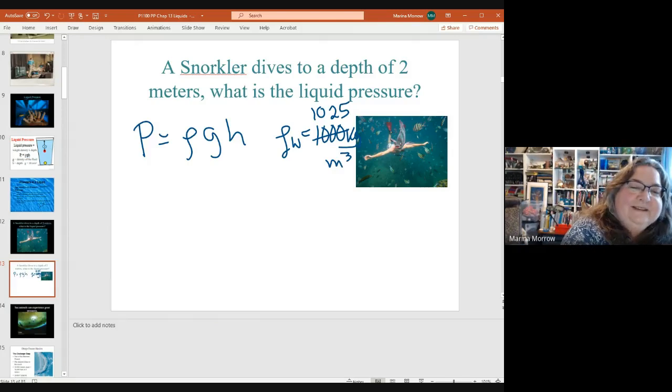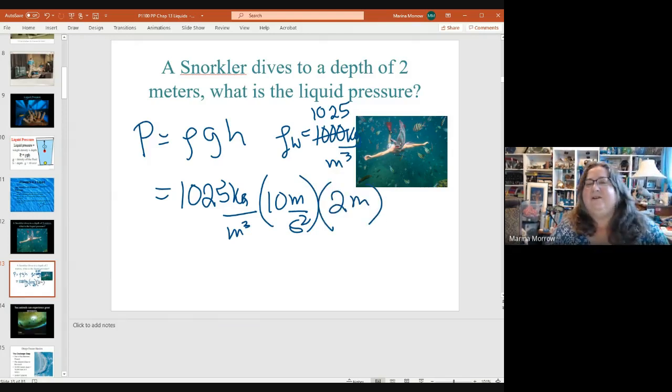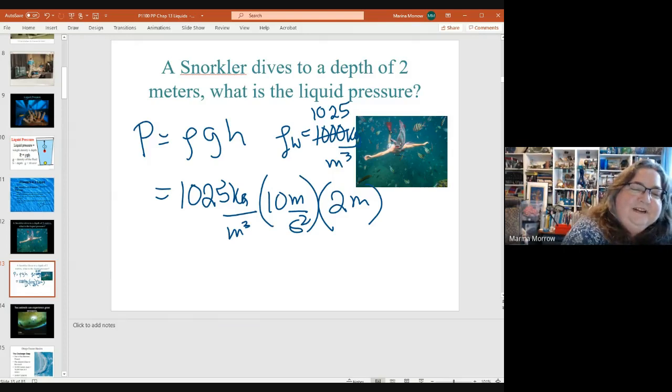So we're going to have the density of the water and the depth under the water. So we've got 1025 kilograms per meter cubed. We've got G, which we're going to use as 10 meters per second squared. And we've got the depth, which is 2 meters. So you see why you want to use kilograms per meter cubed, because you're going to use meters in this problem. All right, and for G.